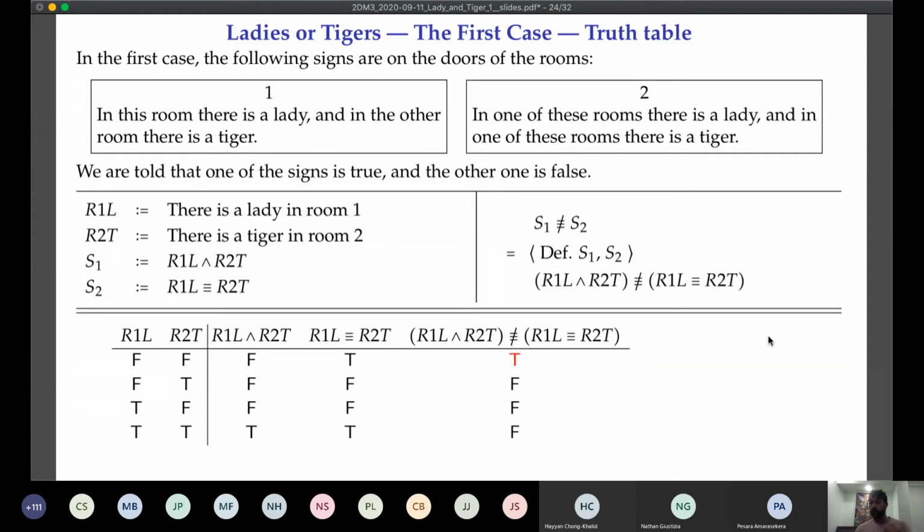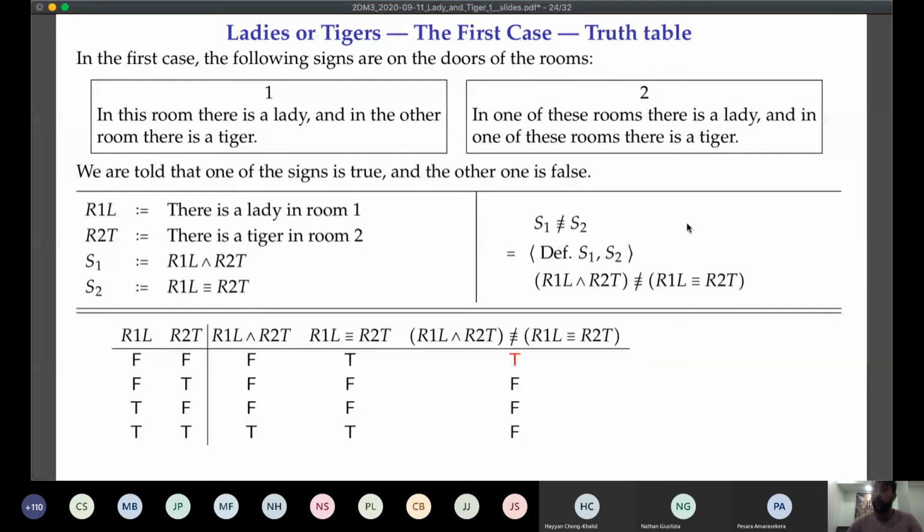All right. So we can make a truth table to find out what's going on. But we can also calculate, as we've done before. So we know that one of the signs is true and the other is false. So that means S1 is true or S2, but not both. That's the topmost line in this right-hand side calculation. Instead of simplifying, we can say, what's the definition of S1 and S2? We open up what S1 says and we open up what S2 says, and now we try to simplify even further. Okay.